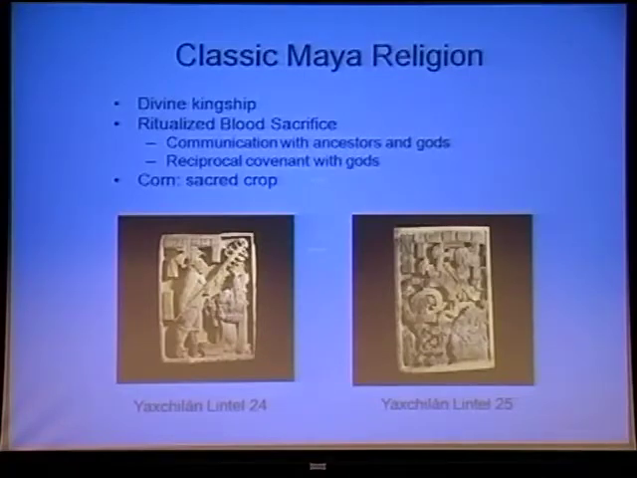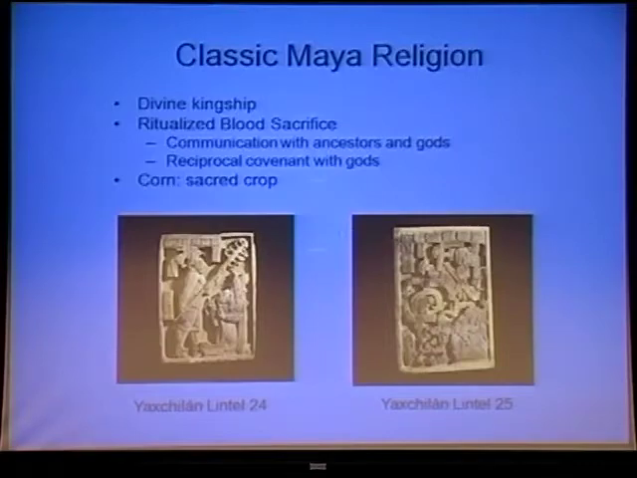They were also believed to be able to communicate with the gods and with ancestors, so founding ancestors of their kingdoms. One of the main ways that they communicated with their ancestors and with the gods was through ritualized blood sacrifice. And this is something that we refer to as auto-bloodletting, so self-bloodletting, self-sacrifice, cutting yourself to make an offering of blood. And this is what's depicted in these two carvings here, which we call lintels.